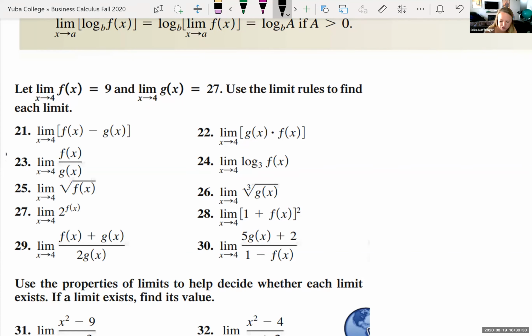So maybe let's try 22. I just pulled these. Again, I don't have my textbook with me in Colorado, so it's just easier if I have things right in front of me.